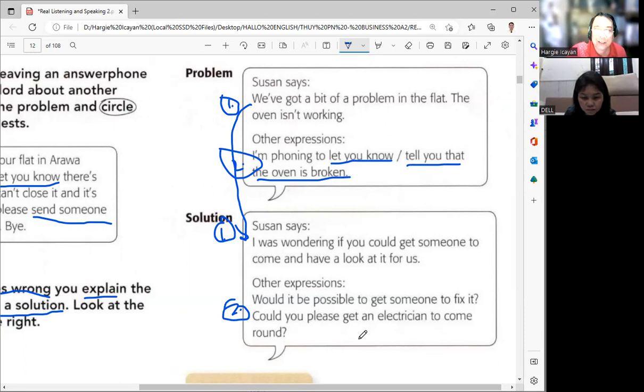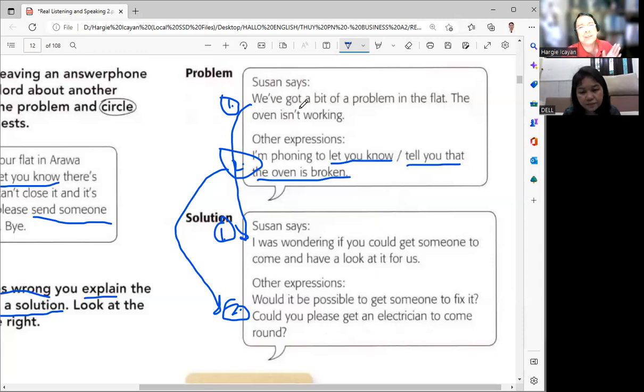Now, let's try to study this one, Toy. Which do you think would be the most polite one? Actually, I like the second one, right? Let's say, for example, hi, hello, I'm Toy. I'm phoning to tell you that the oven is broken. Would it be possible to get someone to fix it? Could you please get an electrician to come around? So this one is better, but this one is also good, right?